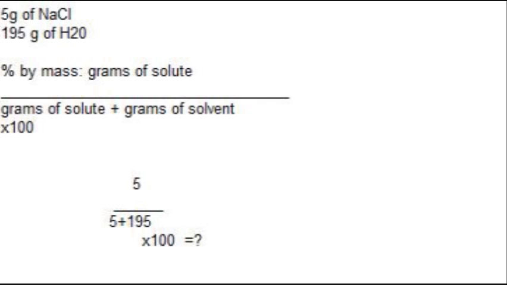What would be the concentration of a solution made with 5 grams of NaCl and 195 grams of H2O? How would you find that? By percent by mass. The grams of the solute is 5, so that's 5 divided by 5 plus the grams of the solvent, which is 195. So 5 divided by 5 plus 195 times 100.